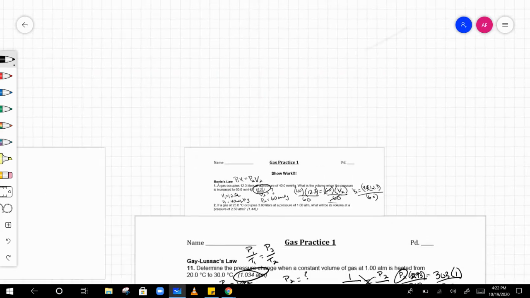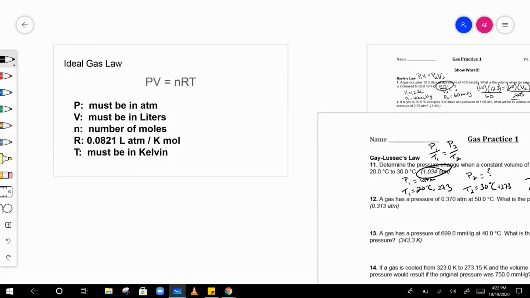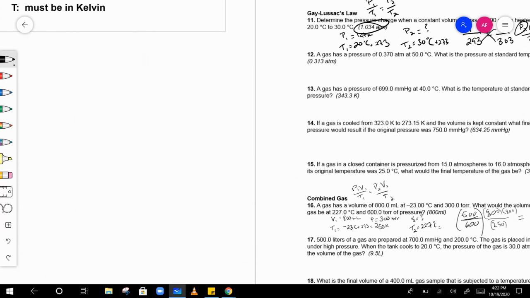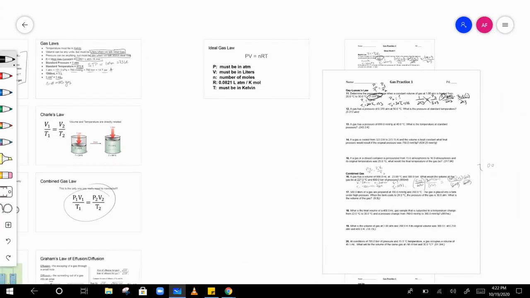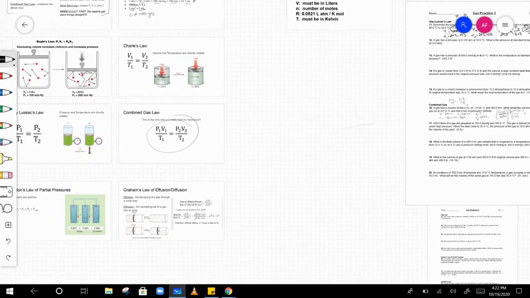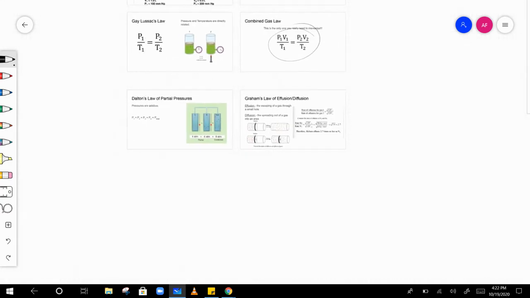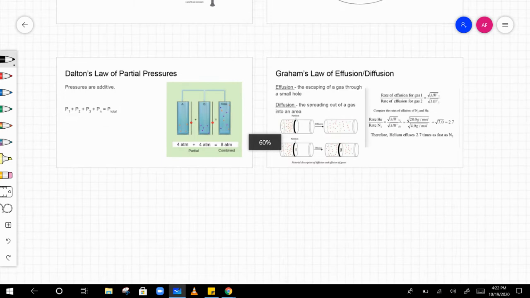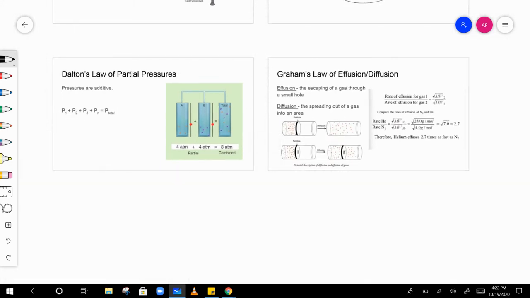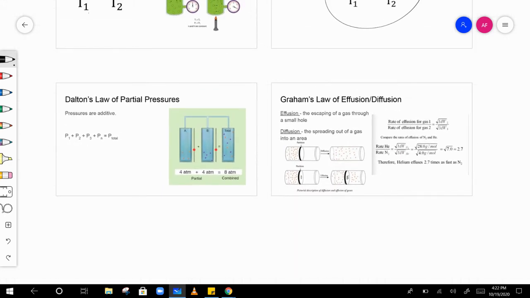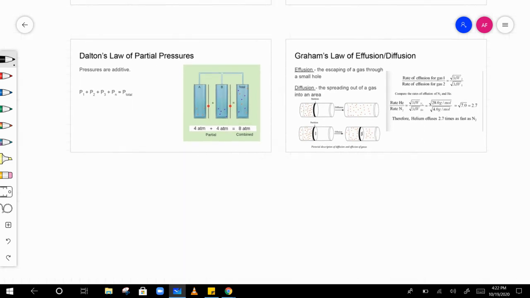Okay, and we're back to go over the second part of this. So we did the first part: Boyle's, Charles's combined, and Gay-Lussac's. Now we're going to talk really quickly. This is not going to take too long. We're going to talk about Dalton's law of partial pressures, Graham's law of diffusion, and the ideal gas law.